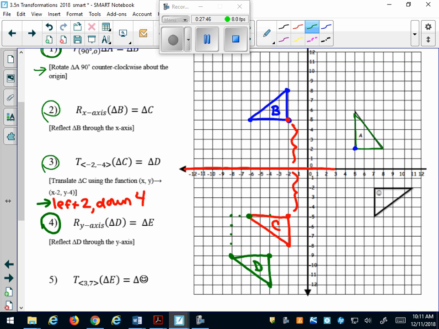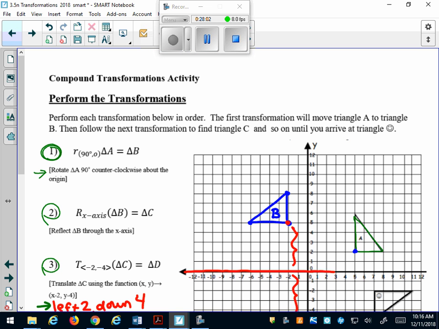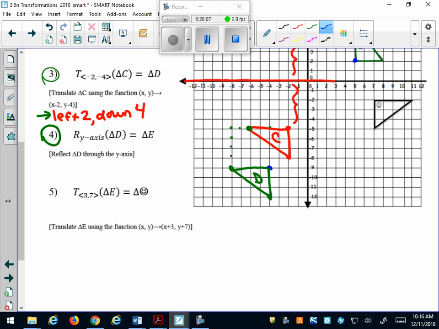Then move on to step 4, and you're going to reflect triangle D across the y-axis. All right, so you got to finish that last reflection and then make sure it maps to the smiley face triangle there. This is 4 units to the left of my line of reflection, which is the y-axis, so I'm going to go 4 to the right. This one also goes 4 to the right. This one has to go 8. So that's triangle E.